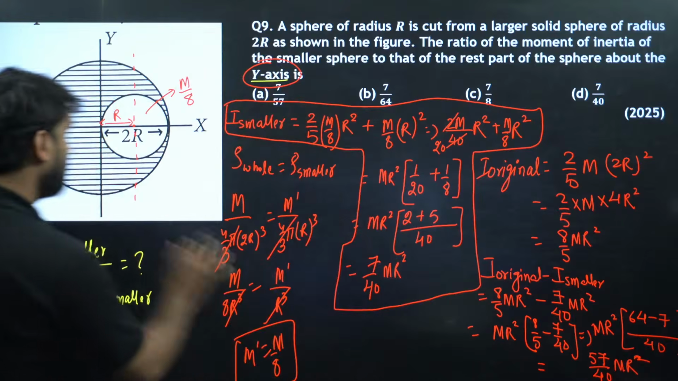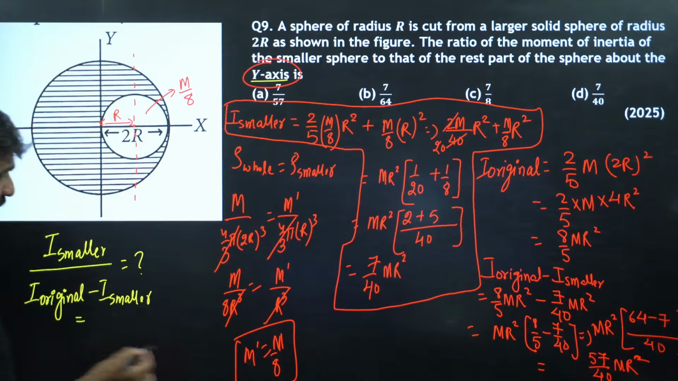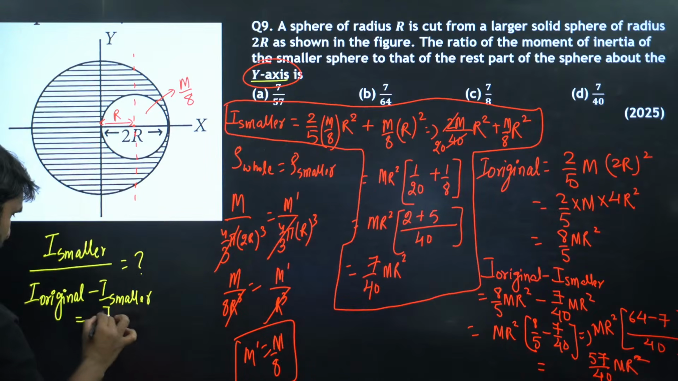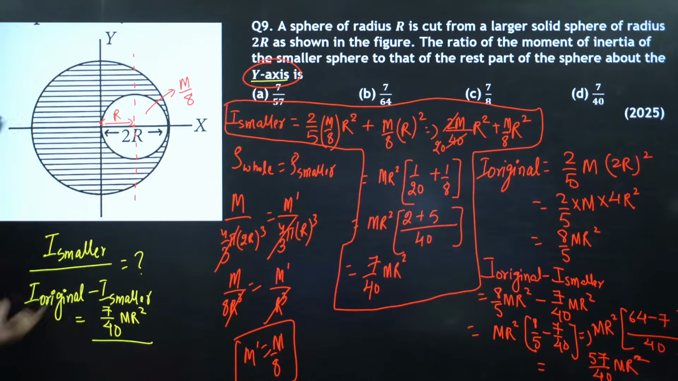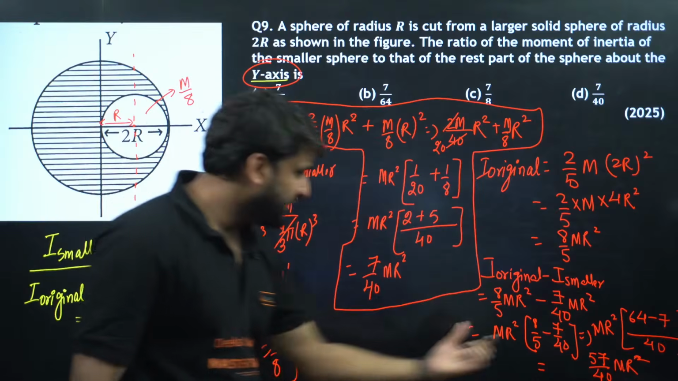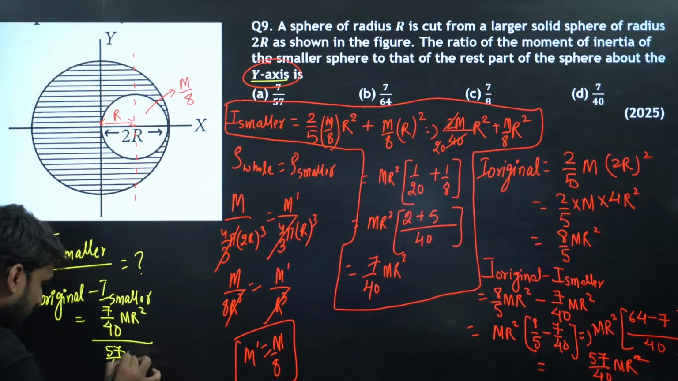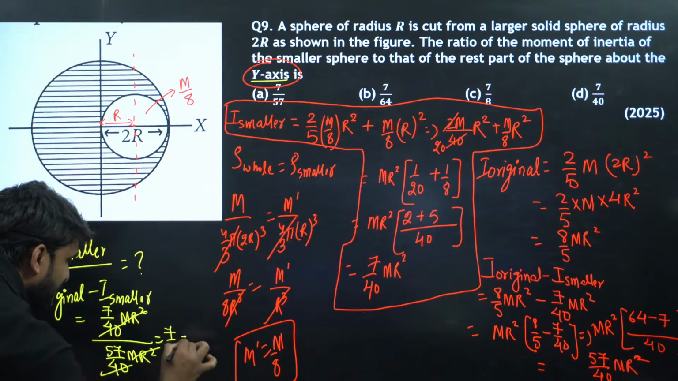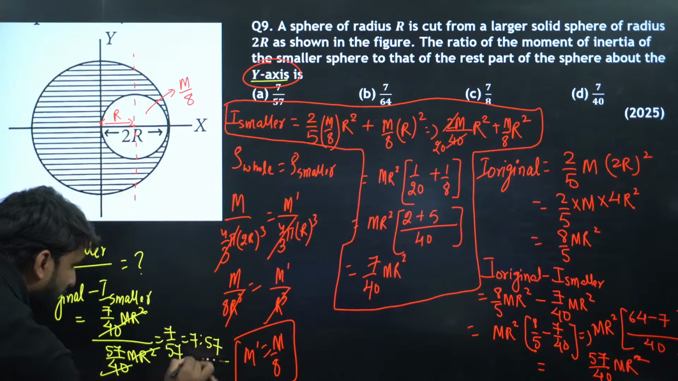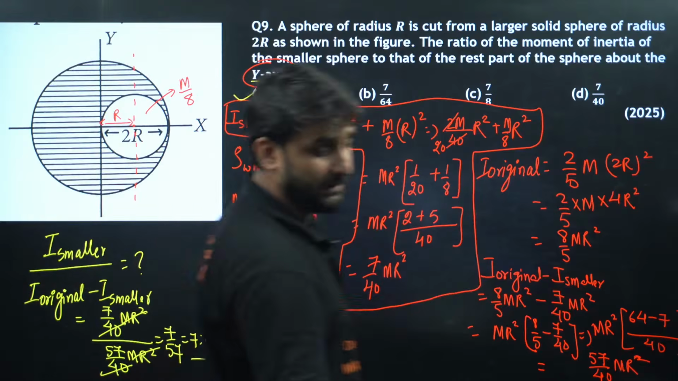So let's use yellow color. So I smaller is what? I smaller is 7 by 40 mr square divided by the difference. I mean the moment of inertia of remaining part is equal to 57 by 40 mr square. mr square cancel, 40 cancel. So we have 7 by 57, which is equal to 7:57. This is the answer. Answer 7:57. Option number A will be correct.